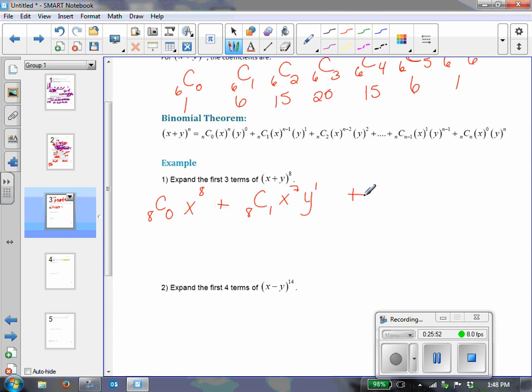Now we do the third term. It only asks us to do 3, so we're going to do 3. So we're going to have 8 choose 2. My x is going to go down to 6 and my y is going to increase to 2. 6 plus 2 is still 8. So now we're just going to calculate the coefficients. What's 8 choose 0? 1. So I get x to the exponent 8. What's 8 choose 1? 8. So 8, x to the exponent 7, y, plus 8 choose 2.